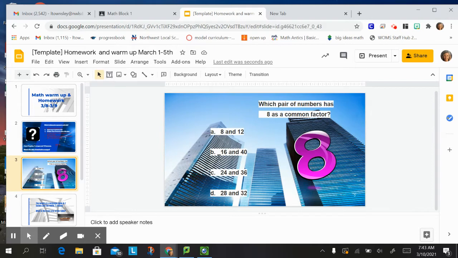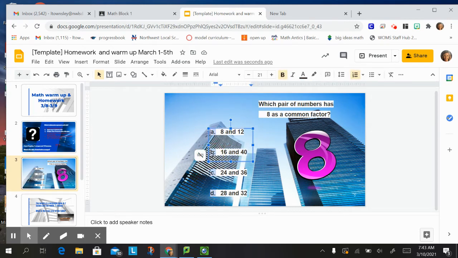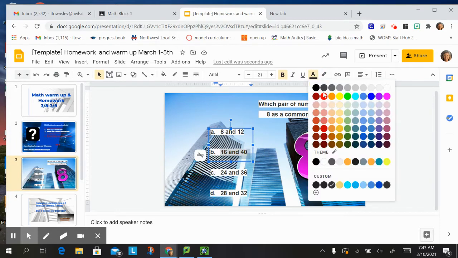What about B? Does B work? Well, 8 times 2 is 16, and 8 times 5 is 40. So this one absolutely works, because those are both factors.